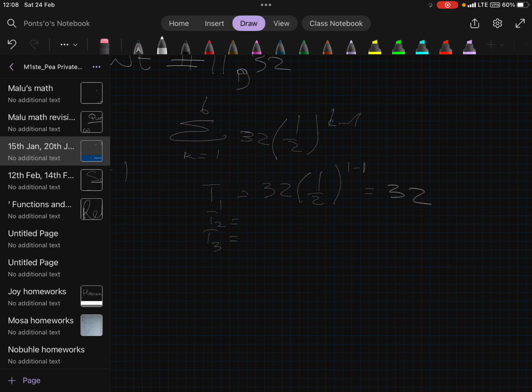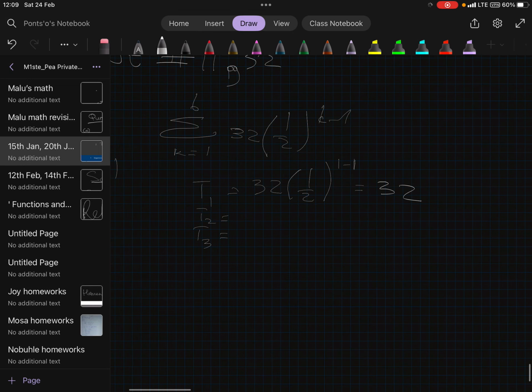If we take k equals 2, and we have a half to the power 2 minus 1, which is 1. So that means we have a half to the power 1, which is just a half. And we multiply that by 32. We'll get a half to the power 1 times 32, and that gives us 16.